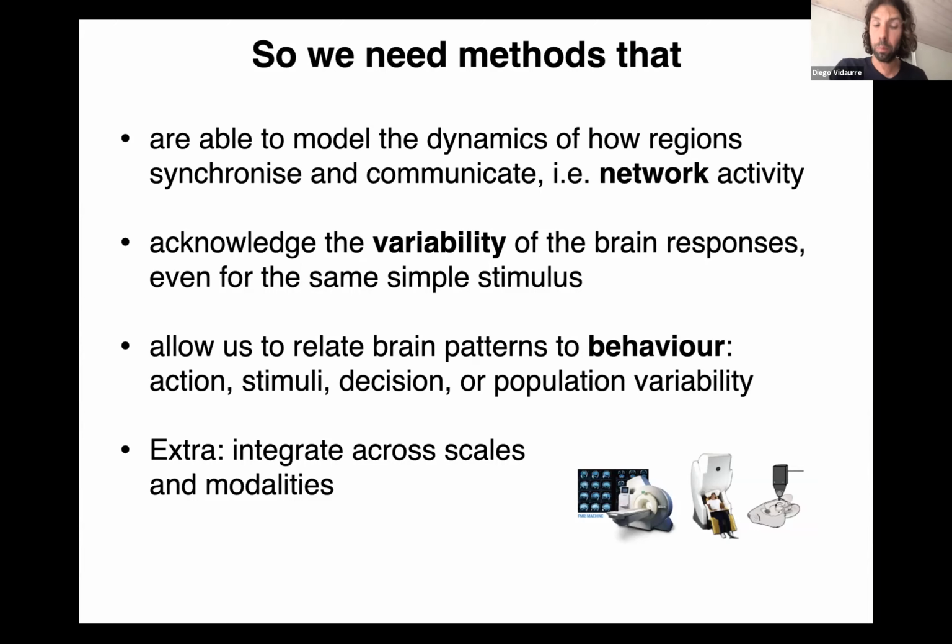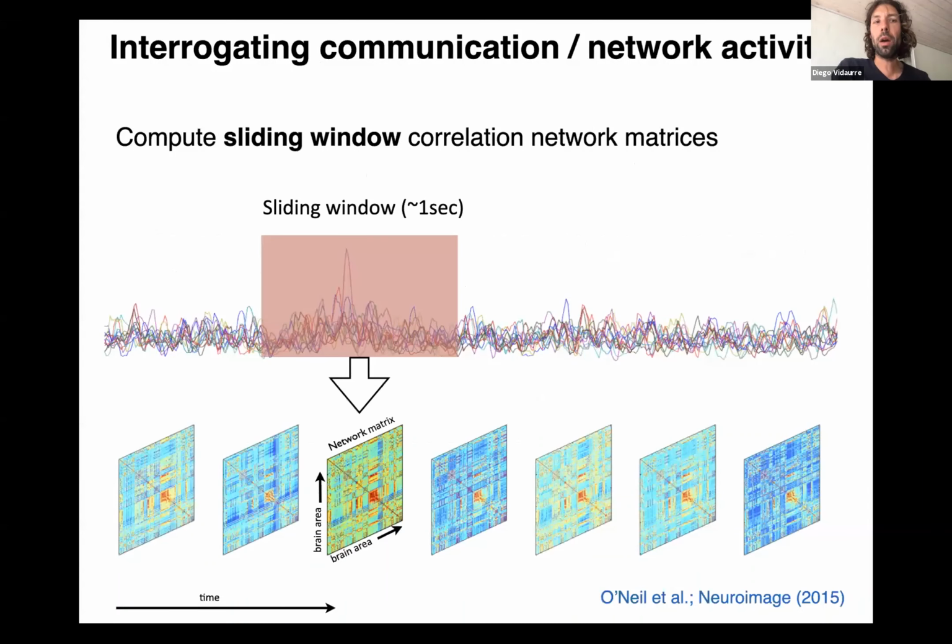Normally, in order to get a better understanding of brain function, we need to integrate across different scales and modalities. So the methods that I'm presenting are designed to work across different types of data. The simplest and most common way of interrogating network activity or communication in the brain, what we call functional connectivity, is to use what is called a sliding window. Imagine that this is MEG, EEG or fMRI data, some sort of temporal signal going up and down.